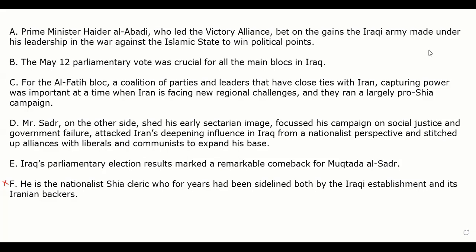Iraq's parliamentary election result marked a remarkable comeback. It can be a good introduction sentence, right? Yes, sir. So think about it. So F is gone. Tell me anybody else. A, B, C, D, which cannot be the first one? C can't be, because it was important at a time when Iraq was facing religious challenges. For the Al-Fatih bloc, a coalition party leader with close ties with Iran, complete power was important at a time when Iran was facing sanctions, and they ran a large pro-Shia campaign. Okay, C cannot be.